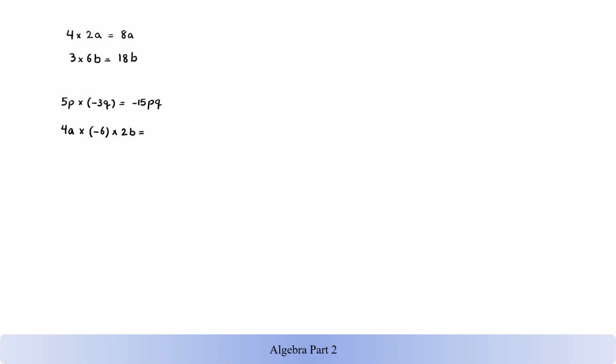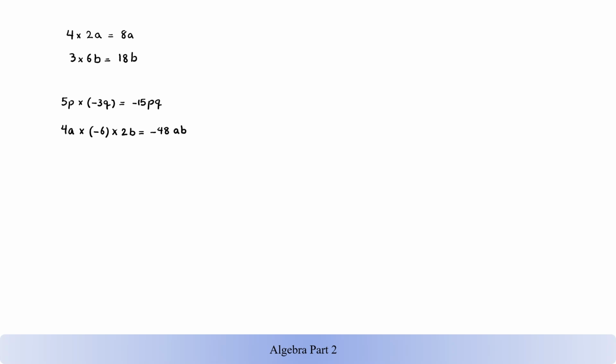Another example, 4a times a number like negative 6 times 2b. In this case, again, 4 times negative 6 is equal to negative 24, times 2, negative 48. So all numbers multiplied. Now let's talk about the letters. So a times b, just ab.